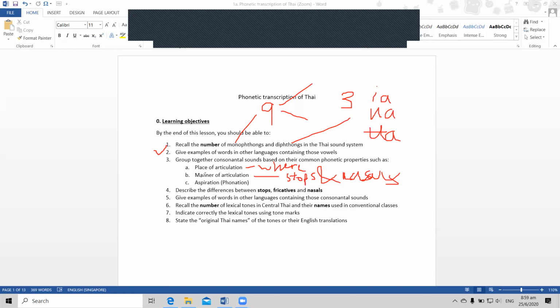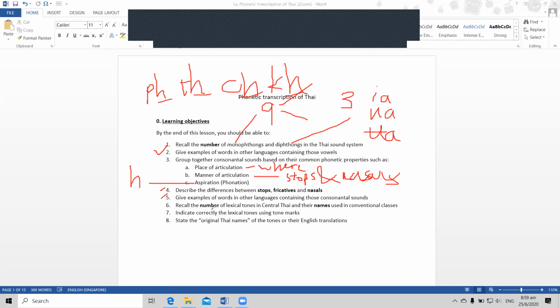And aspiration refers to whether there's a puff of air. So aspirated stops have the letter H inside, like po, to, cho, and what's the other one? Po, to, cho, and ko. Okay, those without H are non-aspirated stops. Okay, this one we already have. This one you can do it yourself.